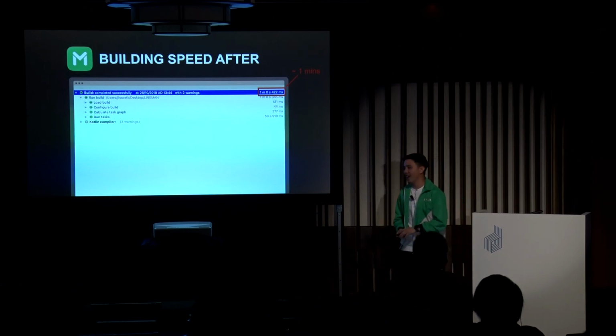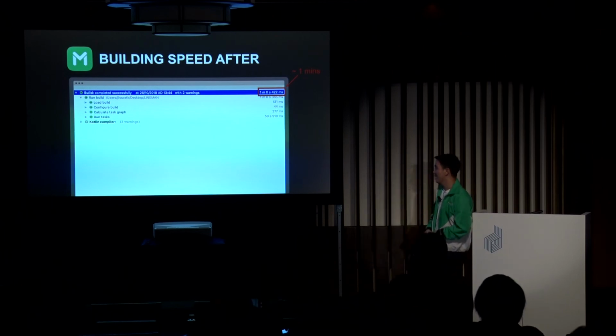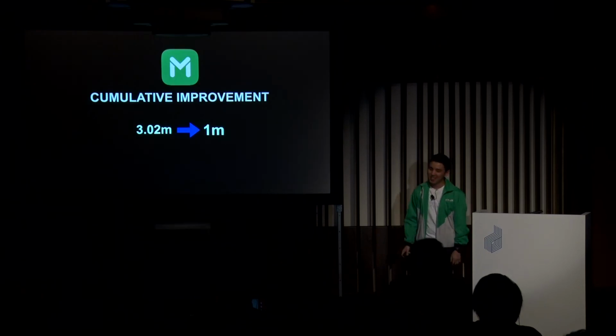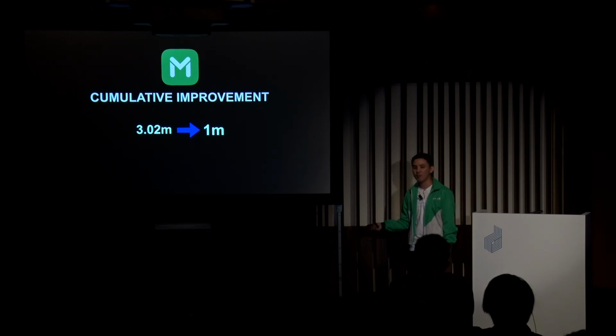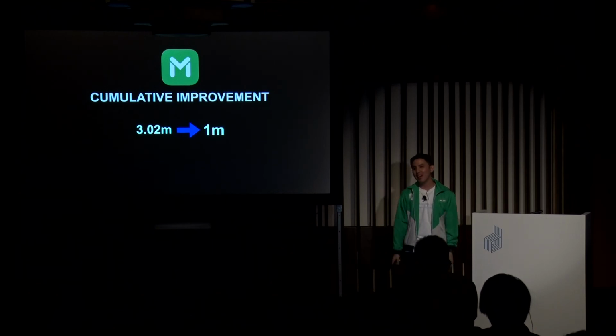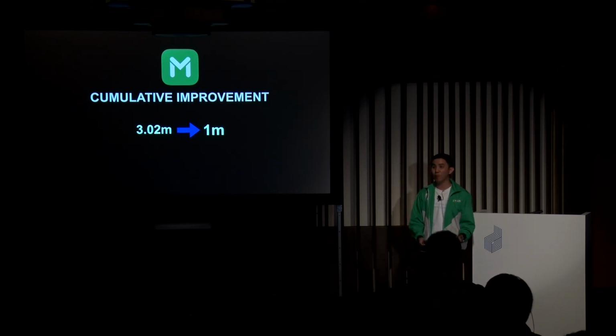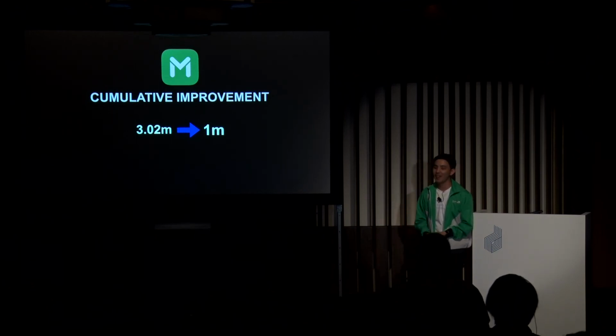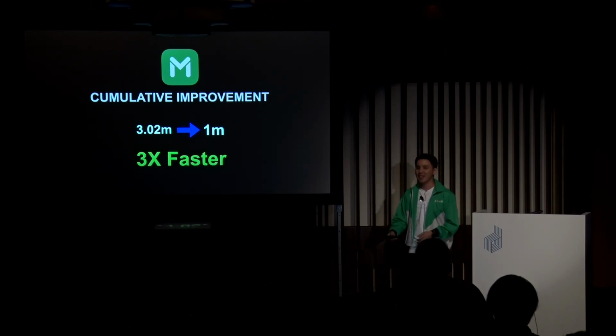So let's see the building speed after I apply these techniques. Right now, the building speed in Lyman Driver is 1 minute. Here are the cumulative improvements. At first, the build time was around 3 minutes, and right now, 1 minute. And imagine how many times an Android developer has to build their project per day. 100, 200 times? If you do this, for Lyman Driver, I save 3 times the time.